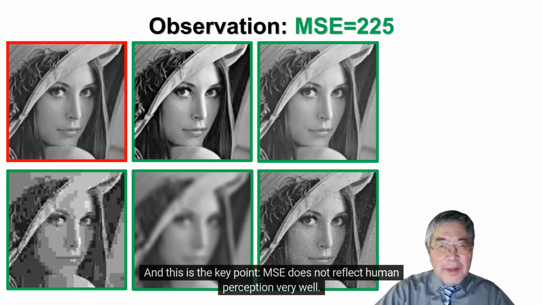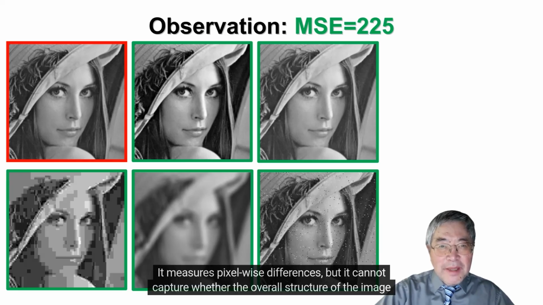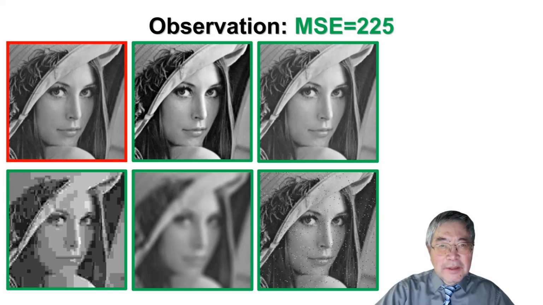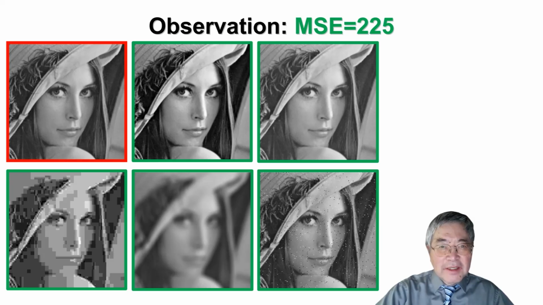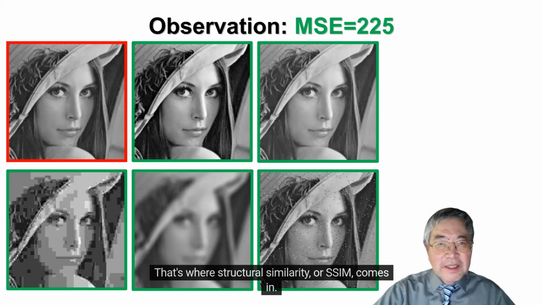And this is the key point. MSE does not reflect human perception very well. It measures pixel-wise differences, but it cannot capture whether the overall structure of the image is preserved. This leads us to the next important idea. We need a measure that better matches what humans actually see. That's where structural similarity, or SSIM, comes in.